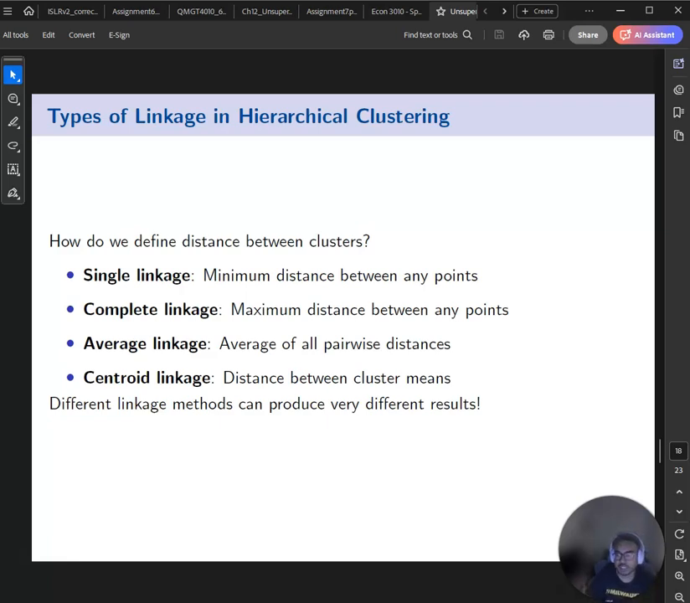Complete linkage uses the maximum distance between any 2 points from different clusters. This creates more compact, equally sized clusters and is less sensitive to noise, but can break up natural clusters if they are large and have irregular shapes. Average linkage takes the average of all pairwise distances between points in 2 clusters. This is a middle ground that often works well in practice. The centroid linkage measures the distance between the centroids, or the means, of the clusters. It is intuitive and can sometimes lead to inversion of the dendrogram, where clusters appear to merge at a lower dissimilarity.